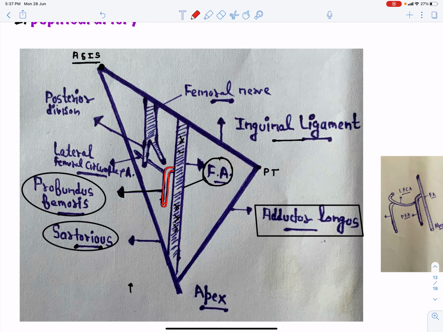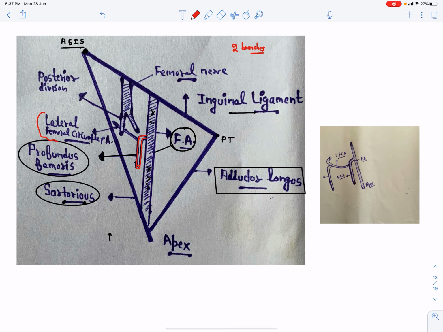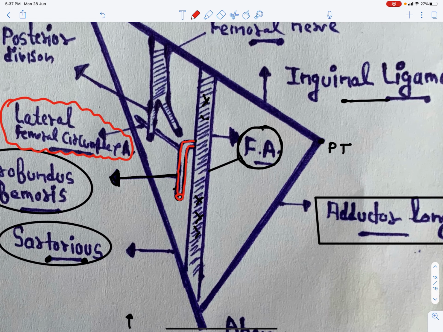Then the profundus femoris artery gives rise to two branches. How many branches? Yes please, two branches. What are those two branches? First is the lateral femoral circumflex artery. So see this side here. First we have the lateral femoral circumflex artery.